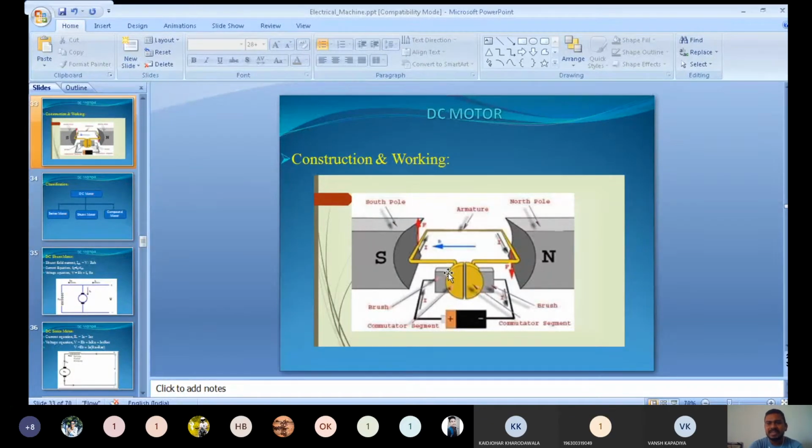So all these Z number of conductors are carrying the current, and all these current-carrying conductors are placed in a magnetic field. That means all conductors experience a force, and if we combine the force acting on each of the Z conductors, it will produce a unidirectional torque.